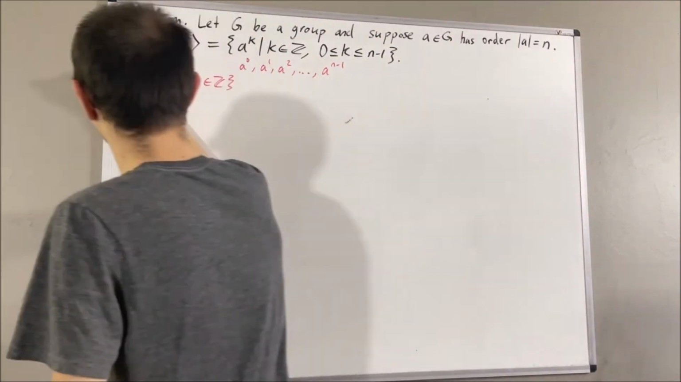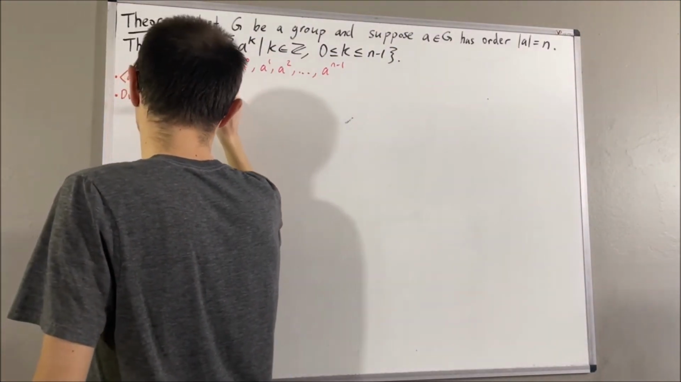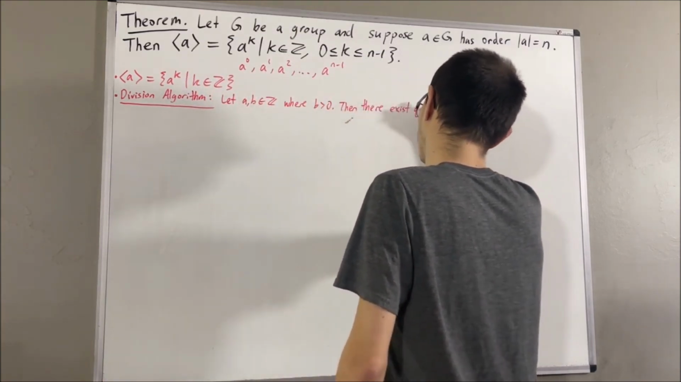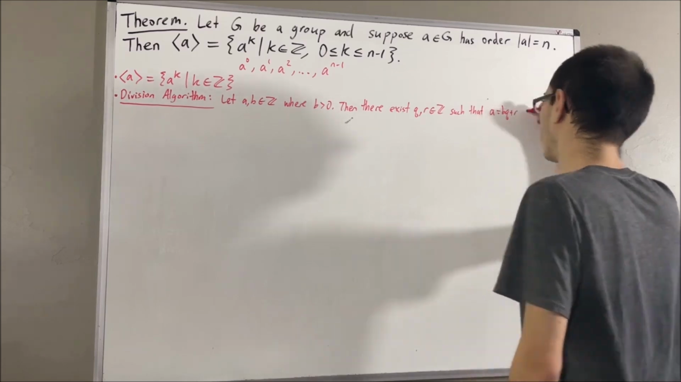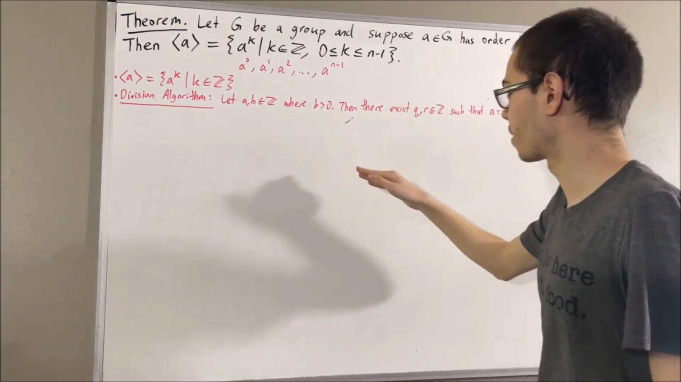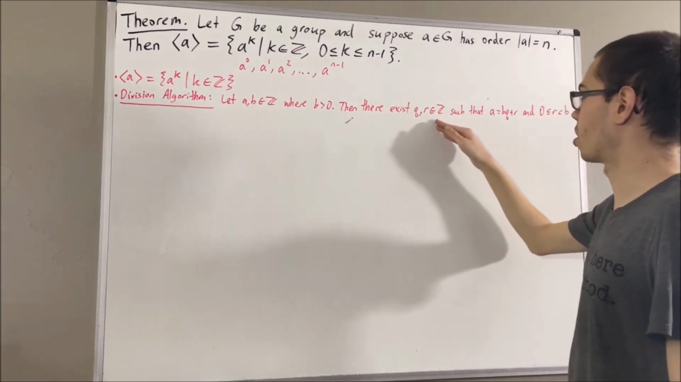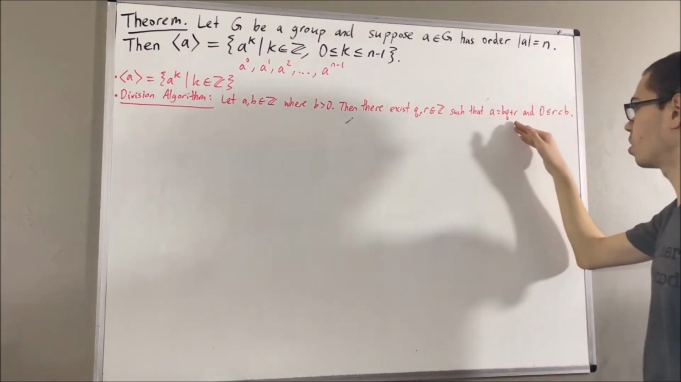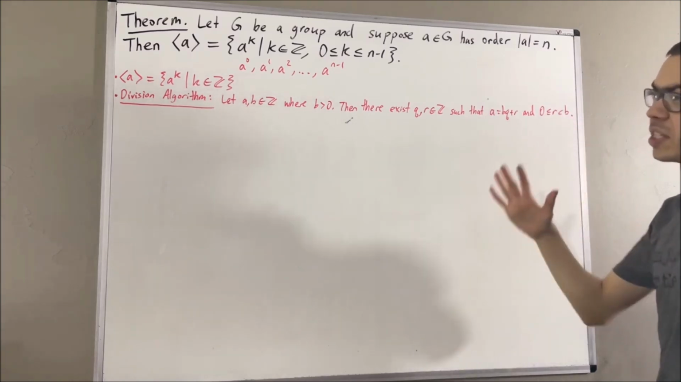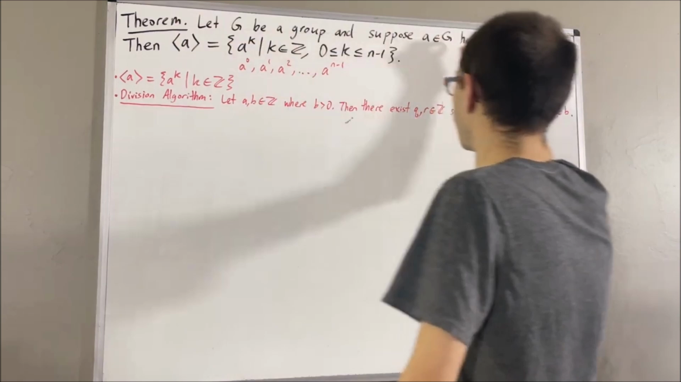Now, in proving this theorem, we are also going to be using the division algorithm, which says the following. Let a and b be integers where b is greater than 0. Then there exist integers q and r such that a is equal to bq plus r and 0 is less than or equal to r is less than b. Okay, so now let's get into proving this theorem.